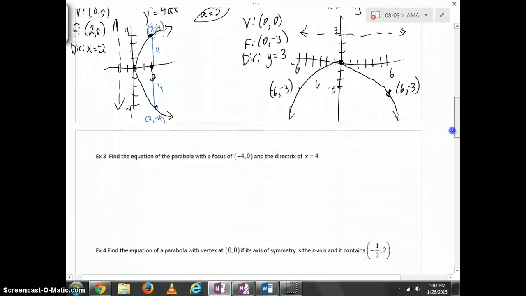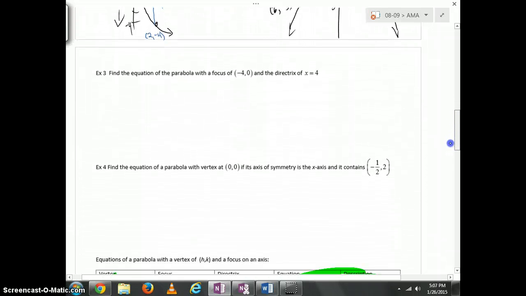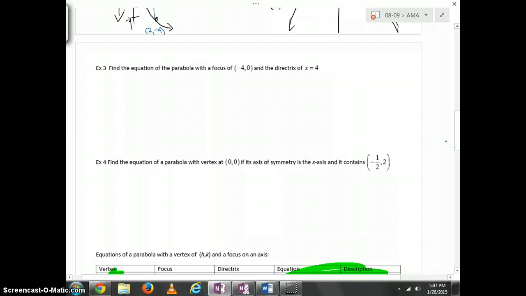Let's move over to number 3. Find the equation of the parabola with a focus of (negative 4, 0) and a directrix of x equals 4. So it's not a bad thing to start by graphing. You can see real quickly our focus would be here at (negative 4, 0). Looks like we have a directrix of x equals 4. It sure looks like we're opening towards the left.